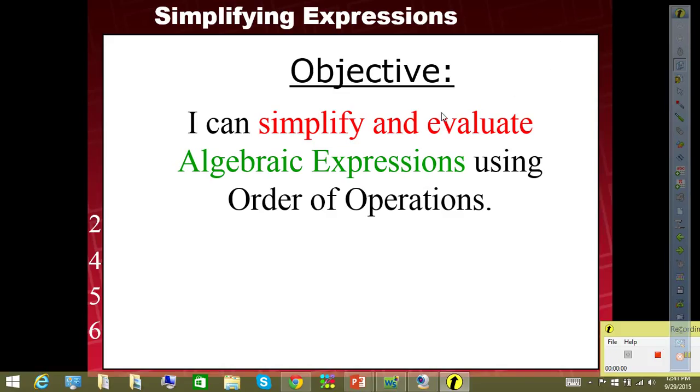All right, our objective for the day is: I can simplify and evaluate algebraic expressions using order of operations. Read together, 1, 2, 3. I can simplify and evaluate algebraic expressions using order of operations. So we started this yesterday, and pretty much it's just simplifying expressions, right?